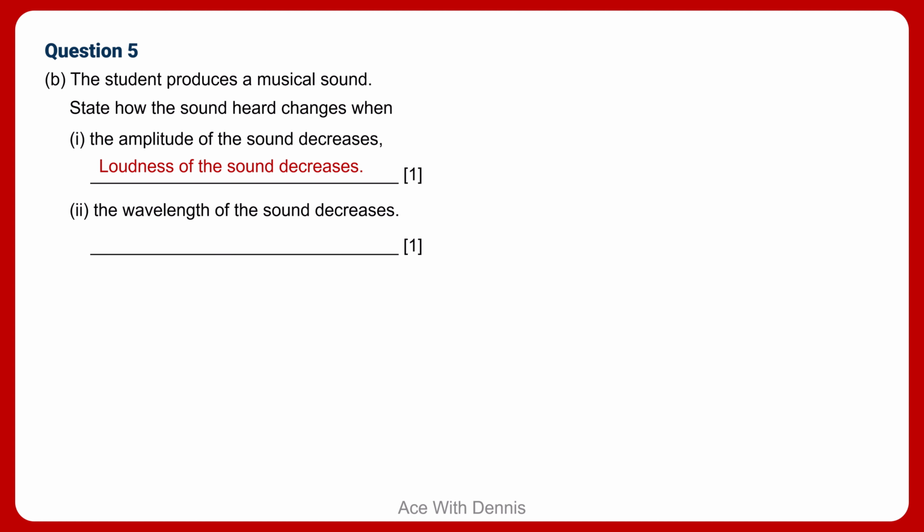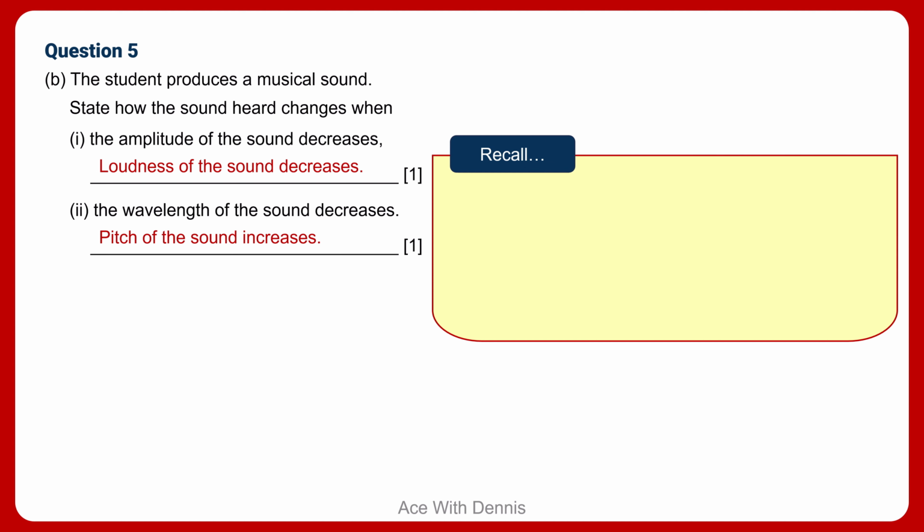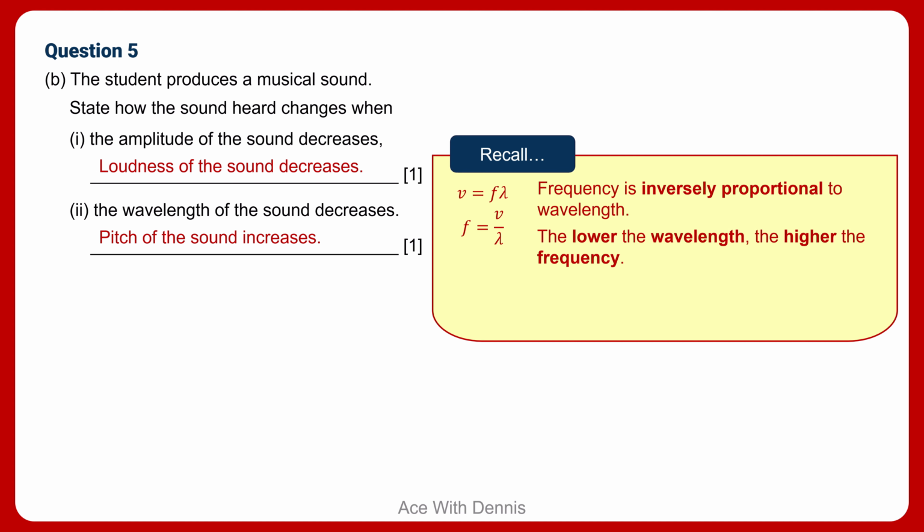So the answer for part 2 is the pitch of the sound increases. Recall the wave formula v equals f lambda, or f equals v over lambda. From this equation, we can see that frequency is inversely proportional to wavelength. The lower the wavelength, the higher the frequency. So sound with higher frequency has higher pitch. Therefore, this explains the answer for part 2.